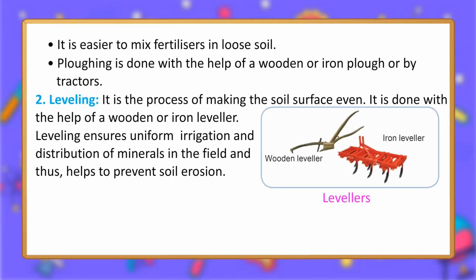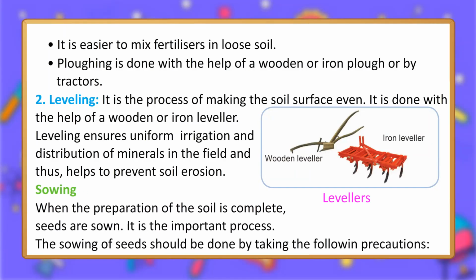2. Leveling. It is the process of making the soil surface even. It is done with the help of a wooden or iron leveler. Leveling ensures uniform irrigation and distribution of minerals in the field and thus helps to prevent soil erosion. Levelers: wooden leveler, iron leveler.